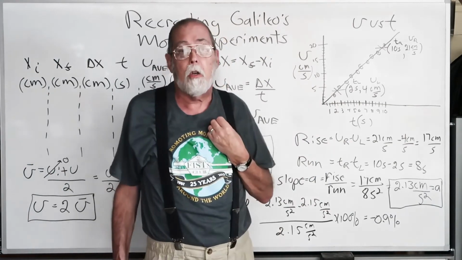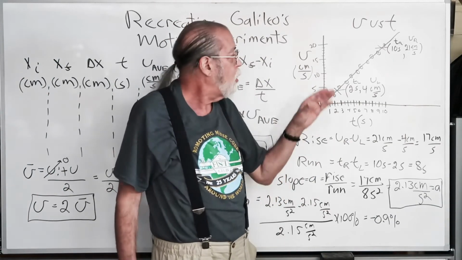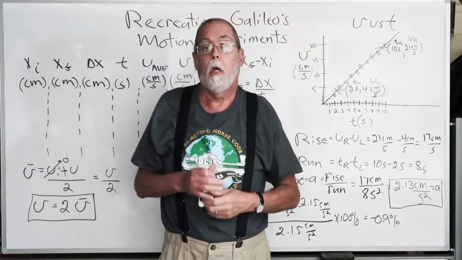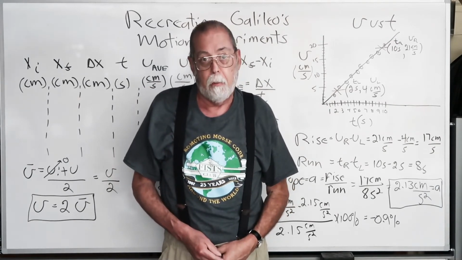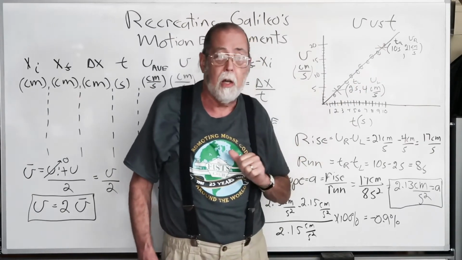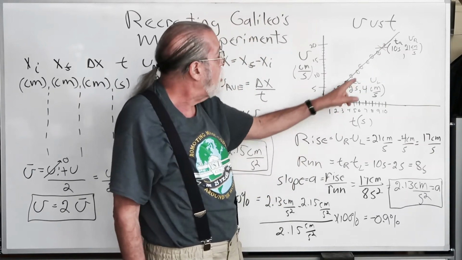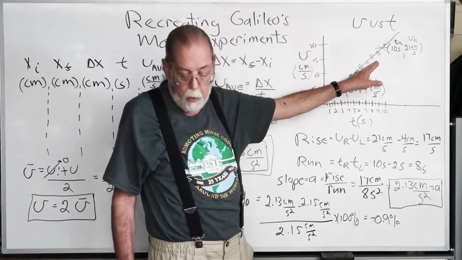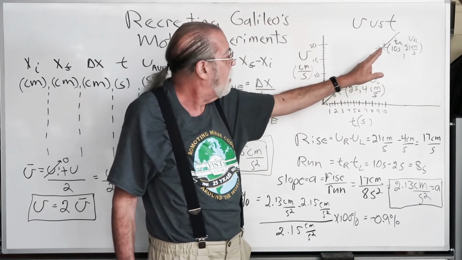Once you have drawn your best fit line, you now ignore your data points. The purpose of the data points is to get that best fit line. Now you need to determine the slope of that line.